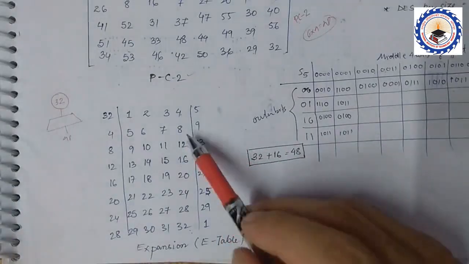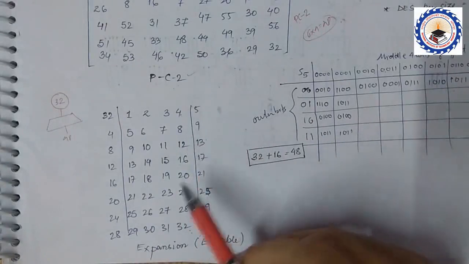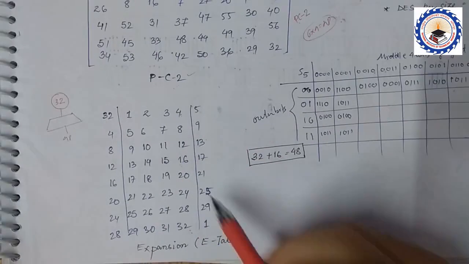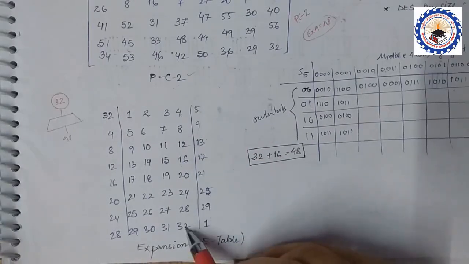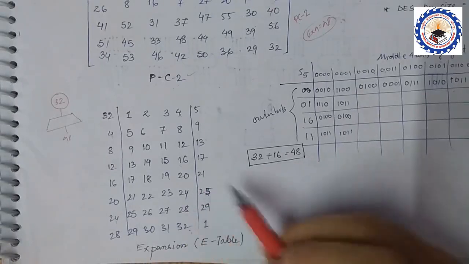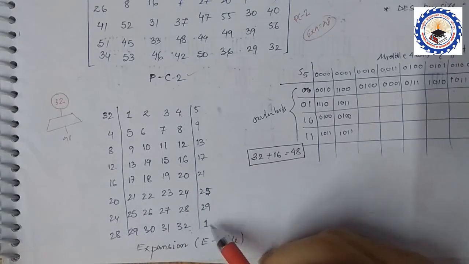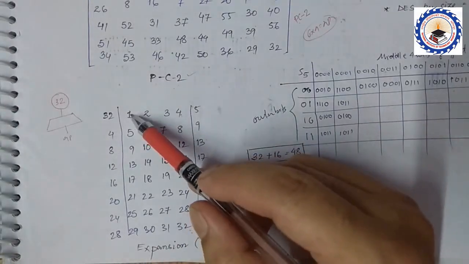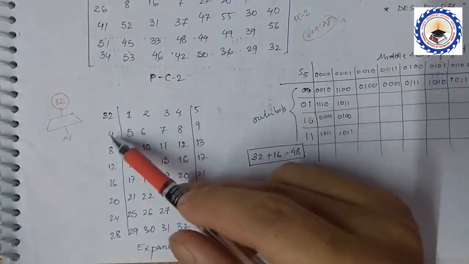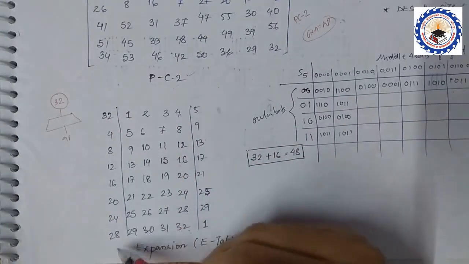It is 5. What is the bit that comes after 8? It is 9. What is the bit after 12? It is 13. After 16 is 17. After 20 it is 21. After 24 is 25. After 28 is 29. After 32 we don't have 33 here, we have only 32 bits, so there is a circular shift. After 32 we have this 1 here. What is the bit before 1? We don't have a 0 bit, so it is 32 here. What is the bit before 5? It is 4. What is the bit before 9? It is 8. Similarly, before 13 it is 12, and so on.